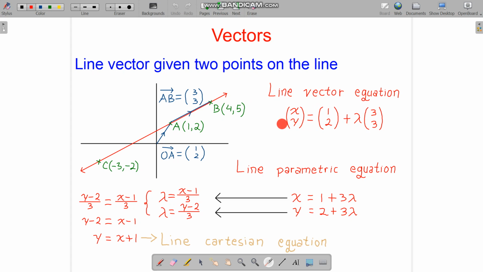from this line vector equation, we can make two equations. In this case, x equals 1 plus 3 lambda and y equals 2 plus 3 lambda. And if you rearrange, lambda equals (x minus 1) over 3, and lambda equals (y minus 2) over 3, and so you can equate them and multiply by 3 on both sides. You get y equals x plus 1, which is the usual line Cartesian equation.